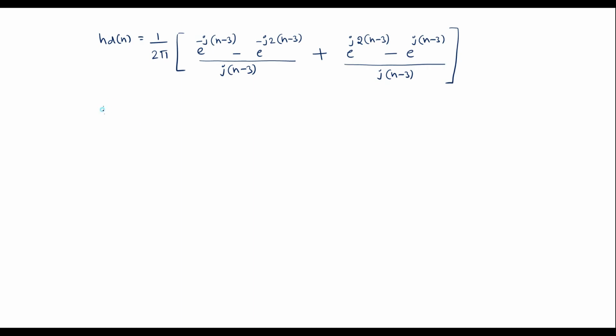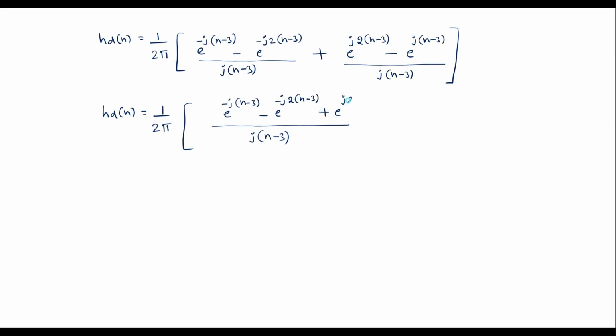So I can write hd of n is equal to 1 over 2 pi. I'll take j of n minus 3 as a common denominator, it is the LCM. It is e power minus j of n minus 3 minus e power minus j 2 of n minus 3 plus e power j 2 of n minus 3 minus e power j of n minus 3.